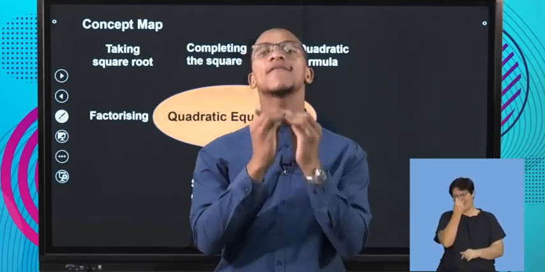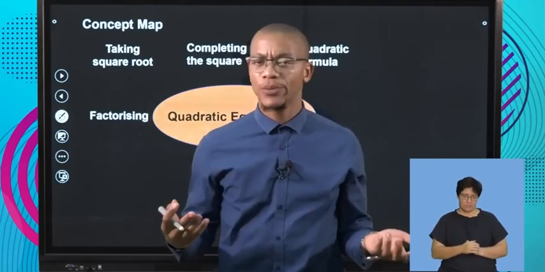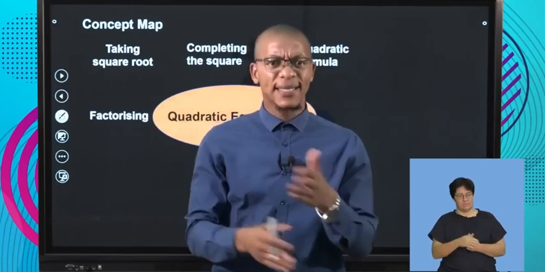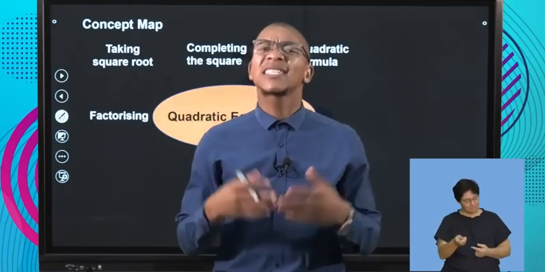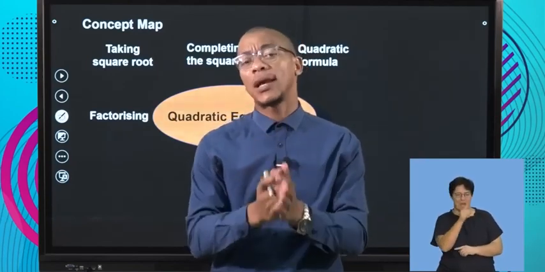Algebra is in every chapter of mathematics. In geometry, there is some algebra that you need to do when you are adding and subtracting. In stats, there is some algebra that you need to do. So just make sure that you really get a grasp of what algebra is all about.